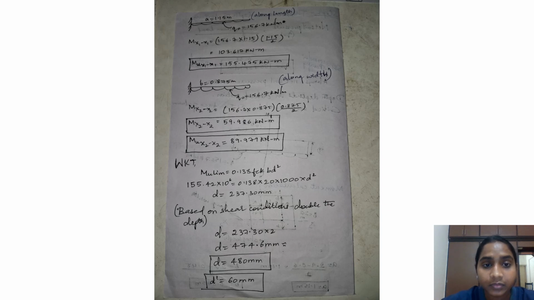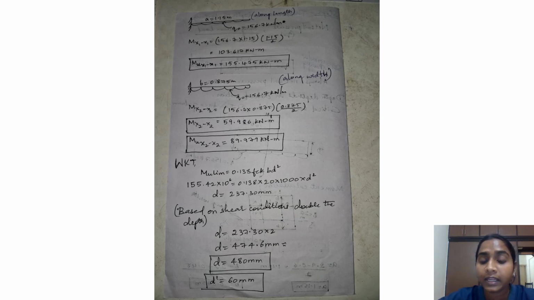Since it is a cantilever beam, the load is 156.76 kilonewton per meter square and the perpendicular distance is 1.15 meter. First, the UDL should be converted into a point load, since we will be multiplying the load by the perpendicular distance. To convert this into a point load, that is 156.7 into 1.15, and we will be multiplying by half of the distance, that is 1.15 by 2. Then we will be getting moment about x1 as 103.61 kilonewton meter.